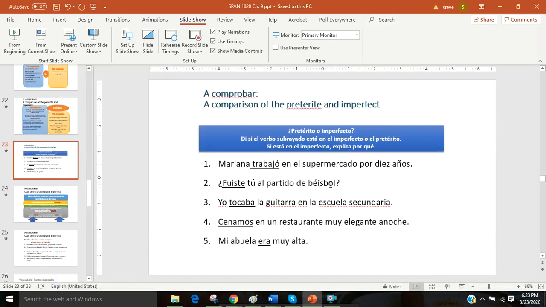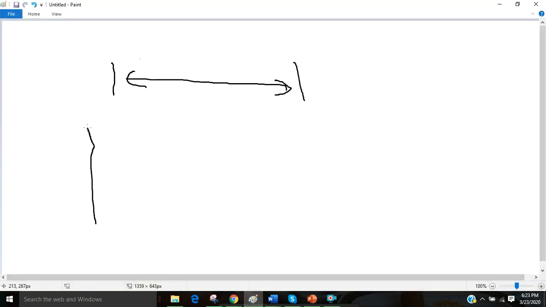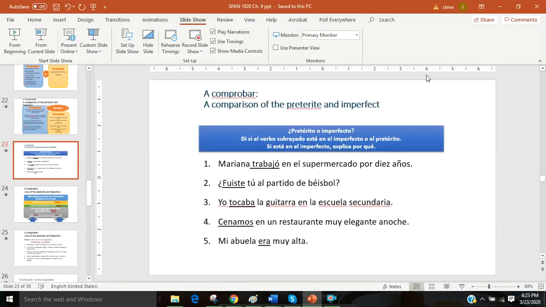Fuiste tú al partido de béisbol? This is a specific event in the past. You can see it as having begun and ended. Specific event, we're going to use the preterite.